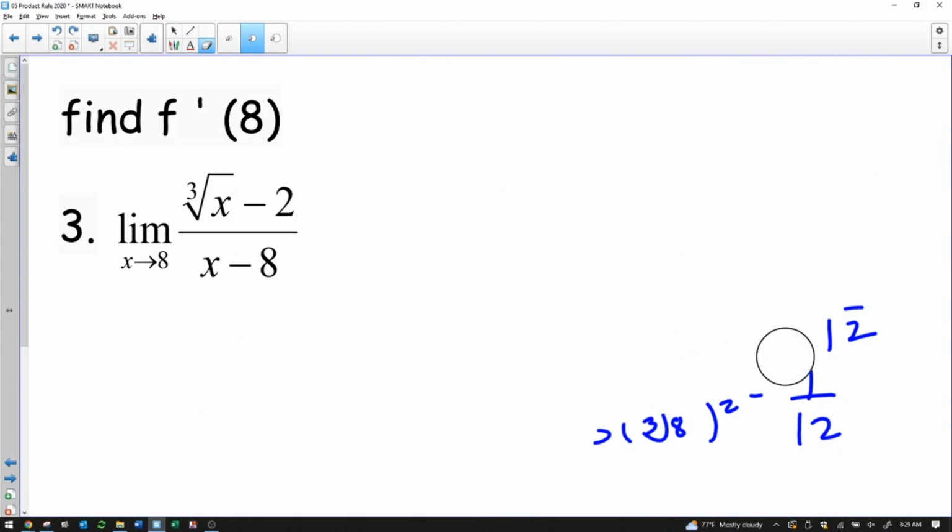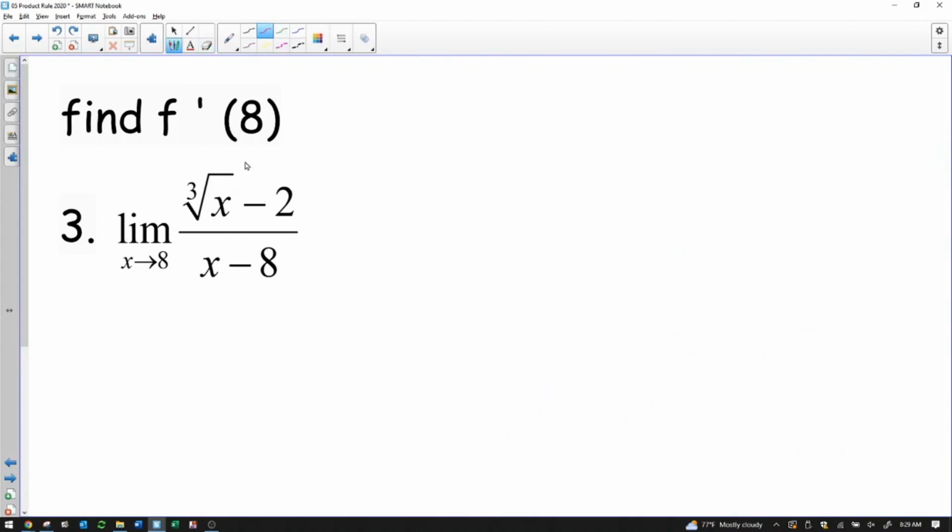Okay, so if you had a problem like this, you could do L'Hopital's, except you don't know L'Hopital's yet, okay? And so if you look at this, I don't know if you see it, but it looks a lot like the definition of what? The derivative, right? It looks a lot like the definition of a derivative.